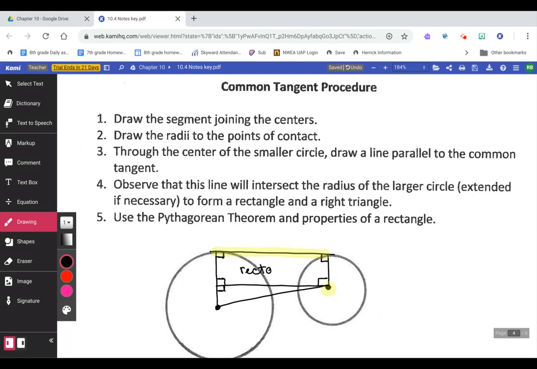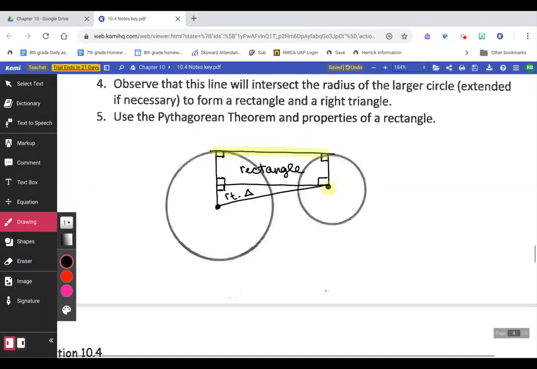And we formed a rectangle. I don't need to outline it because this time they're not overlapping. We have a rectangle and we have a right triangle. And then you would use the Pythagorean theorem and the properties of a rectangle in order to solve the problem. So let's start to put some numbers to these types of problems.